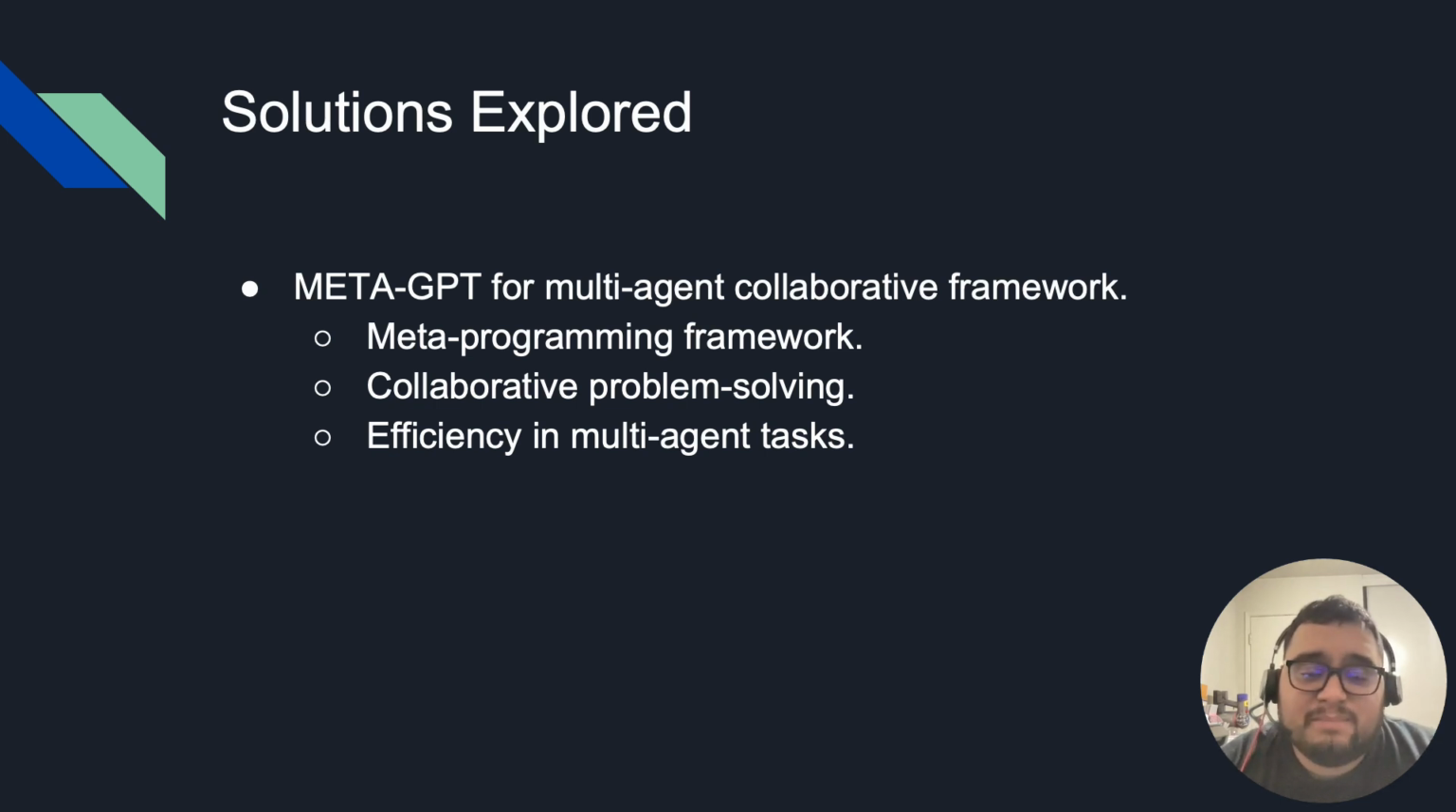In the MetaGPT paper, they discuss a multi-agent collaborative framework. They use what's called a meta programming framework. This has a focus on collaborative problem solving and using multiple agents to solve a certain problem. And this led to efficiency in multi-agent tasks. Essentially, you'd have, let's say, one LLM acting as a developer, one LLM acting as a QA, one LLM acting as a PM, and all of these LLMs would work together to give feedback to each other and make their work product better.